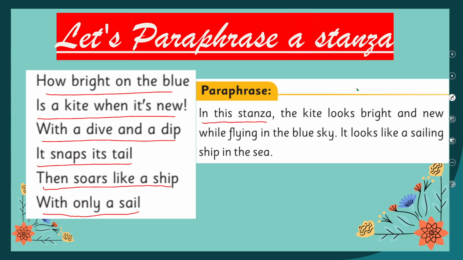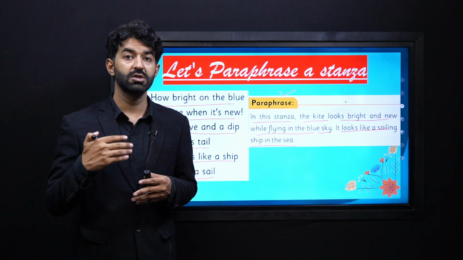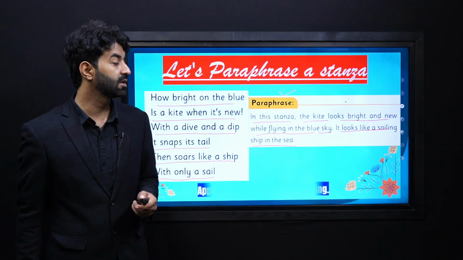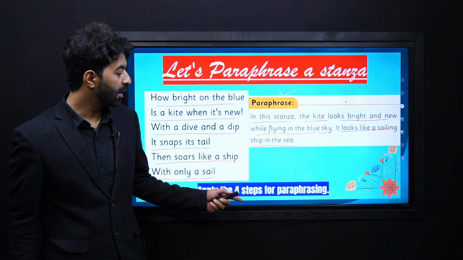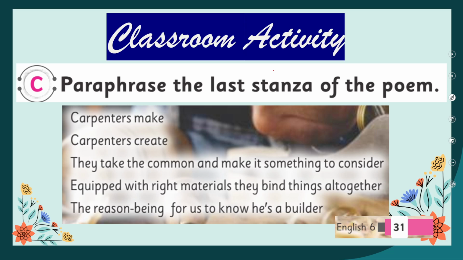So, in this stanza, the kite looks bright and new while flying in the blue sky. It looks like a sailing ship in the sea. Now, this is the whole paraphrased version of the stanza. We changed our sentence structure, we changed our tone and our style of explaining, but the meaning and the idea is intact. So, you will apply all these 4 steps for paraphrasing, and for your classroom activity, you will be paraphrasing the last stanza of the poem that you have in your lesson.